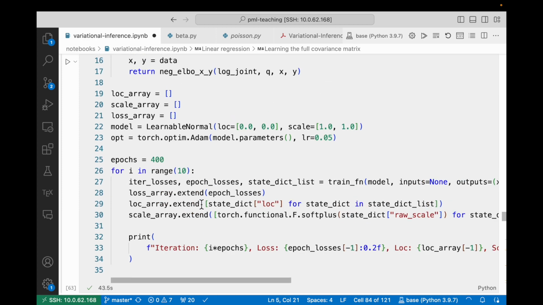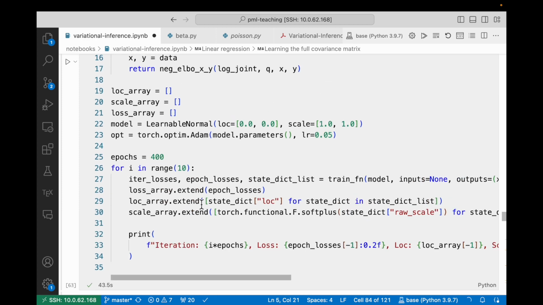But in this case, I am learning the diagonal approximation of the covariance matrix, or I am learning the covariance matrix with sigma 1 squared, 0, 0, sigma 2 squared. What if I want to learn the full covariance matrix? What do you think I can do? Can I learn the 4 parameters directly?